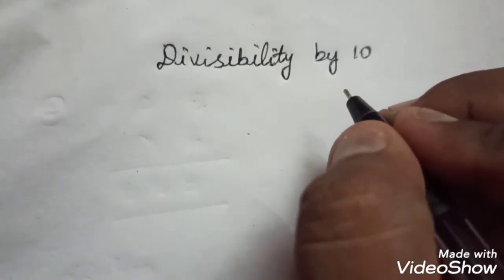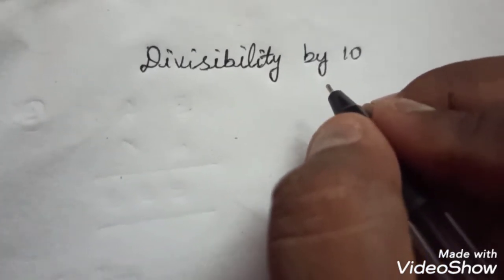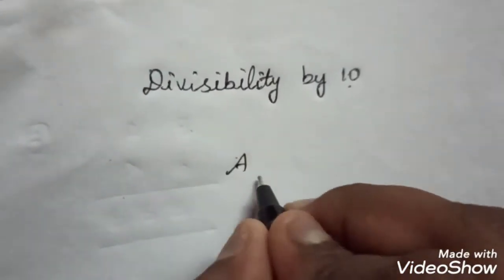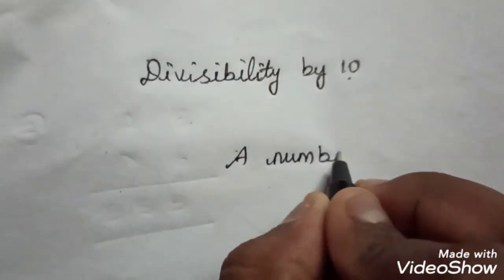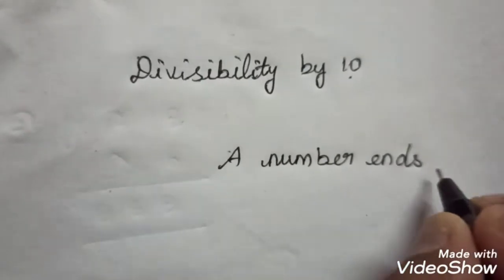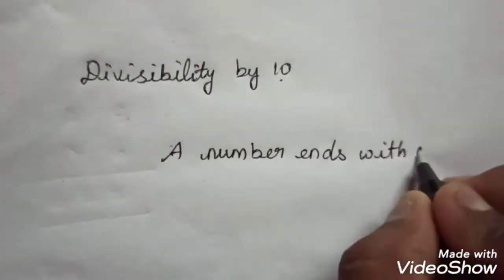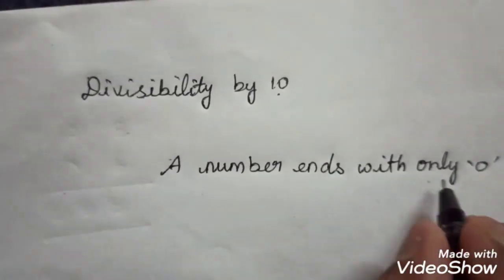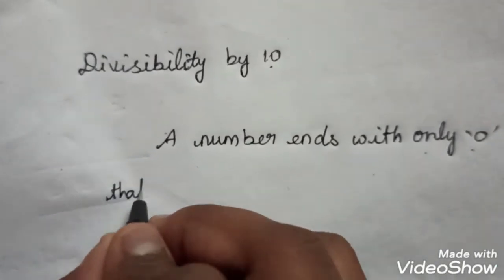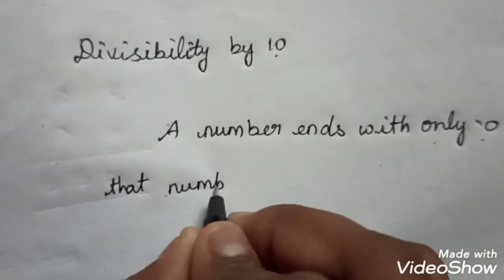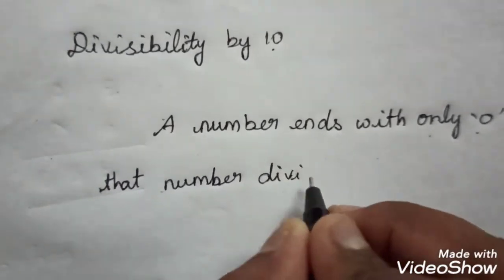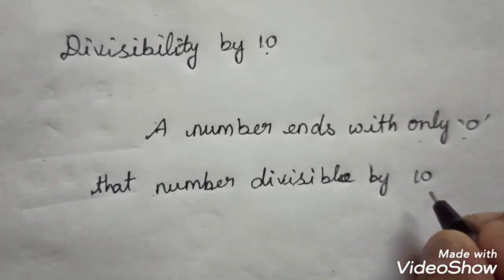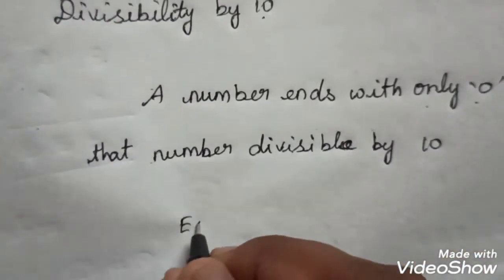So already we have learned about divisibility by 5 and divisibility by 2. Now we move on to divisibility by 10. Here also we take the unit digit. A number that ends with only 0 is divisible by 10.